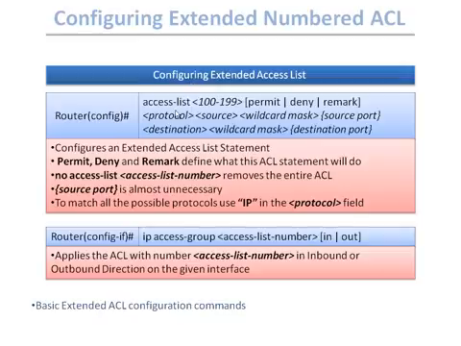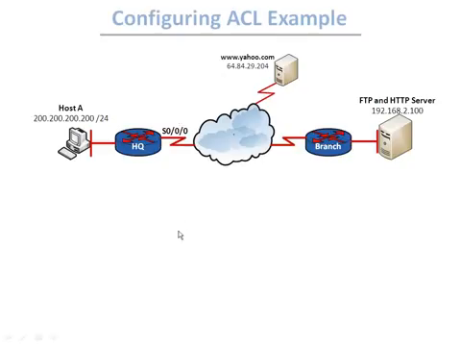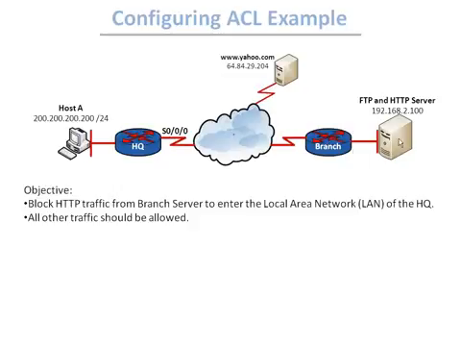Now that we know how to configure an extended access list, let's see if we can solve our problem from before. The goal is still the same. We have the branch office and the Yahoo server. They both can send traffic to the headquarters, but now we want to block only HTTP traffic that is coming from the branch while permitting everything else. And now we're going to use an extended access list to fix that.